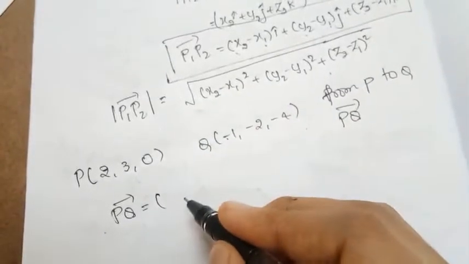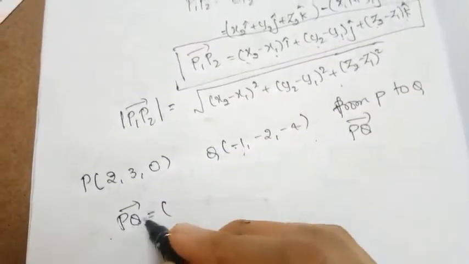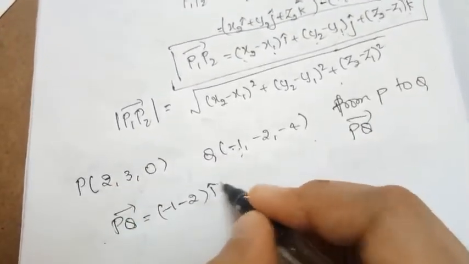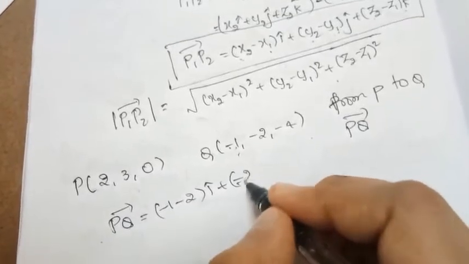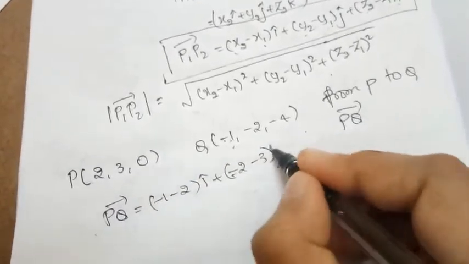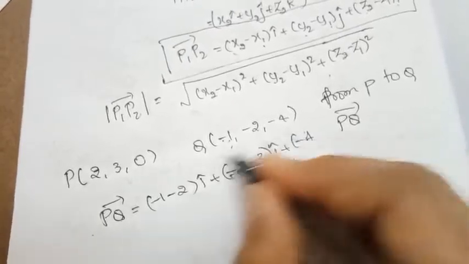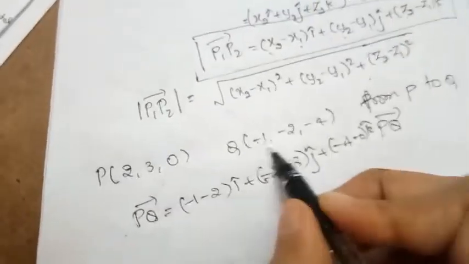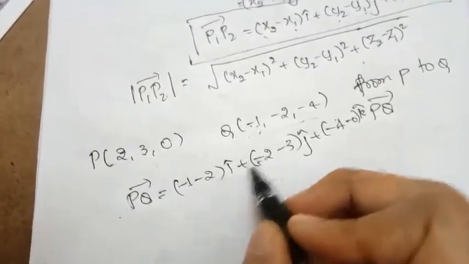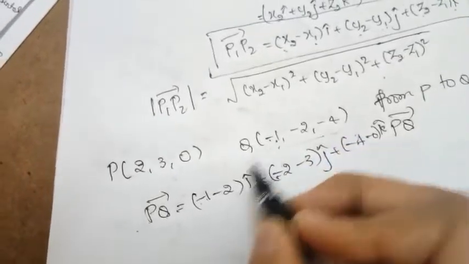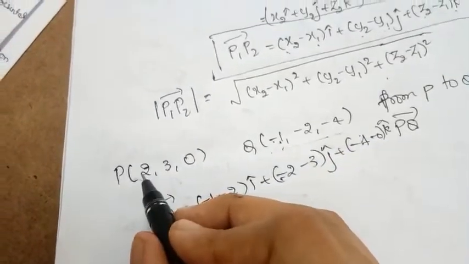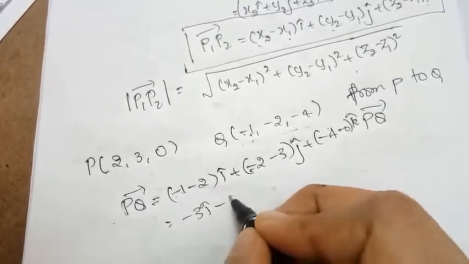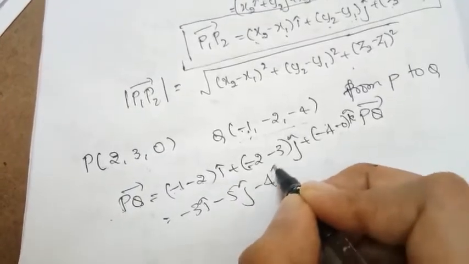Vector PQ, subtracting as I said initially, is (-1 minus 3) i cap plus (-2 minus 2) j cap plus (-4 minus 0) k cap. From P to Q we needed, so Q will become the terminal point. So the first point here comes from the point Q and the second will be from the point P. So that is nothing but -4 i cap -4 j cap -4 k cap.